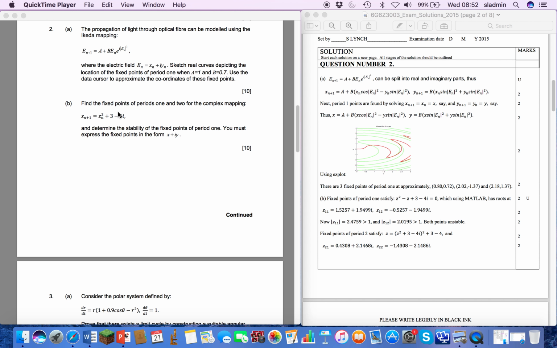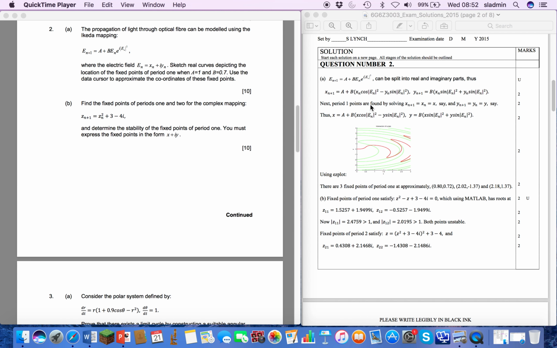For part B, we want to find the fixed points of periods 1 and 2 for this complex iterative map and determine the stability of fixed points of period 1. So for part A, we have e_{n+1} is A plus B e_n e to the i mod e_n squared. We can split this into real and imaginary parts because we know that e_n is x_n plus i y_n. So we just simply split this into real and imaginary parts and we get these two iterative formulae.